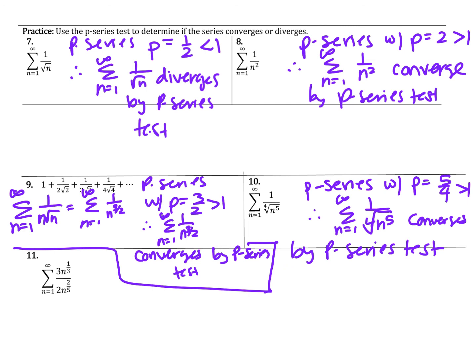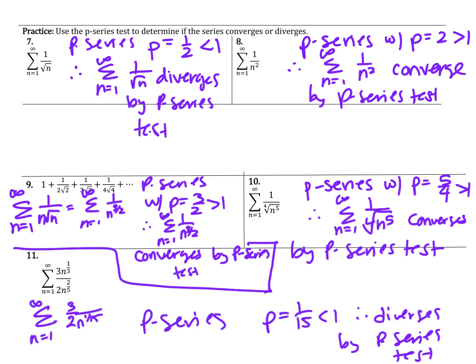On number 11, the first thing that you need to use are rules of exponents in order to rewrite this as a p-series, because in its current state, it is not. So in this case, p is going to be 1 over 15, which means this series is going to diverge by the p-series test. So key concepts in this section.